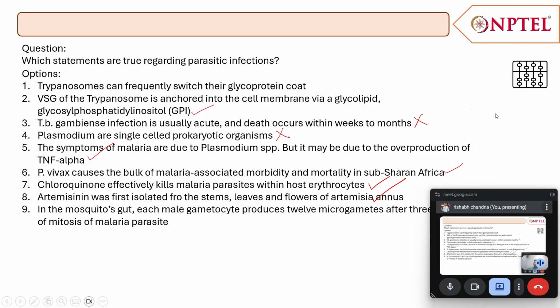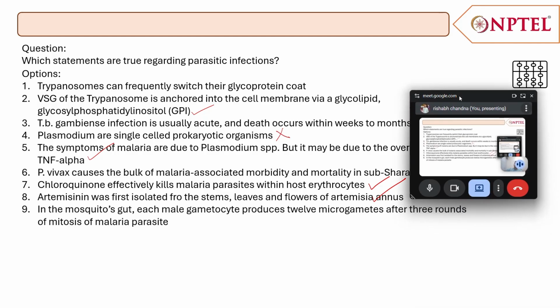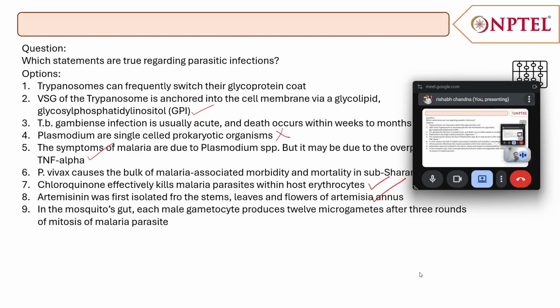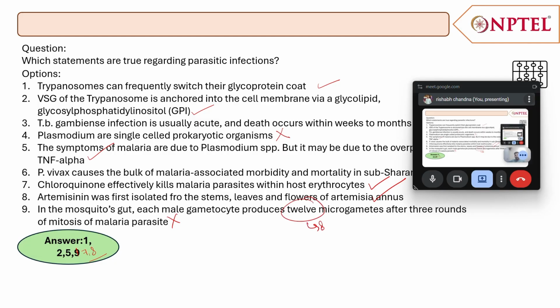In the mosquito's gut, the male gametocyte produces 12 microgametes after 3 rounds of mitosis. No, it was 8 gametes. Okay, so the correct answer is 1, yes, 2, then 5 and 9. No, it would be 7 and 8. Okay. So it produces 8 microgametes. Okay.